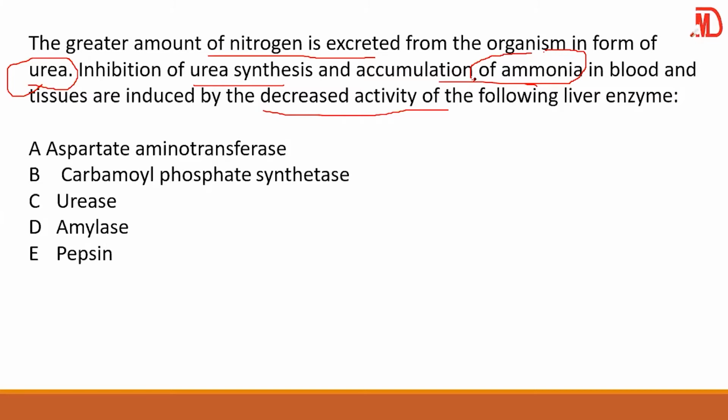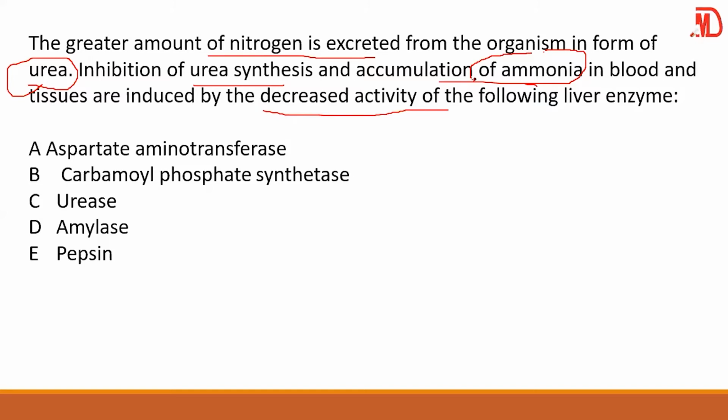Now, another name for the urea cycle is the ornithine cycle. I'm saying this because you are likely to see it being repeated. Ornithine cycle, that is ORNITHINE. Ornithine cycle, that is the same as the urea cycle. And it uses the enzyme carbamoyl phosphate synthetase.